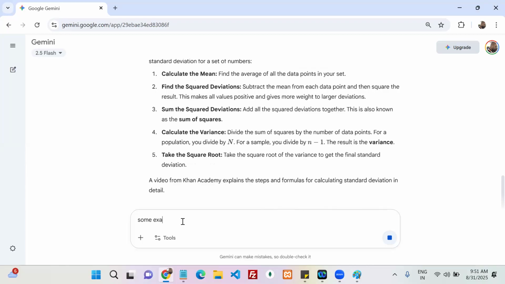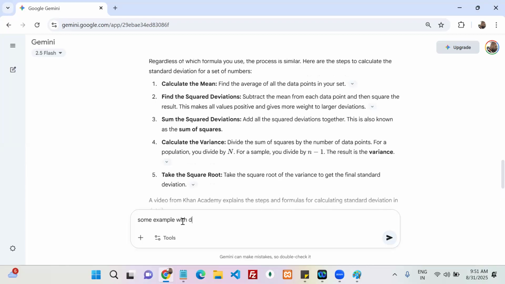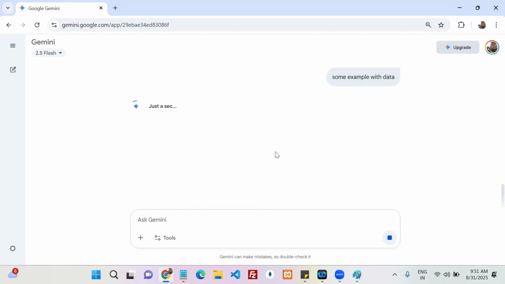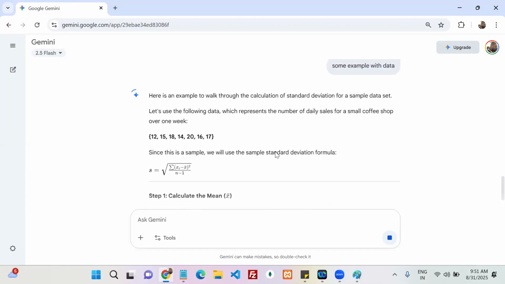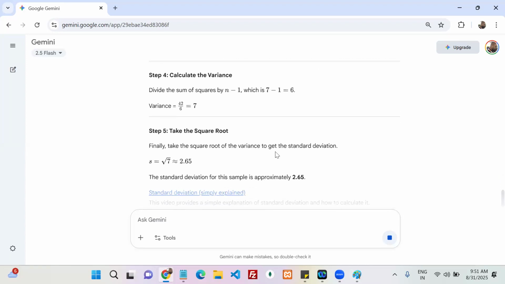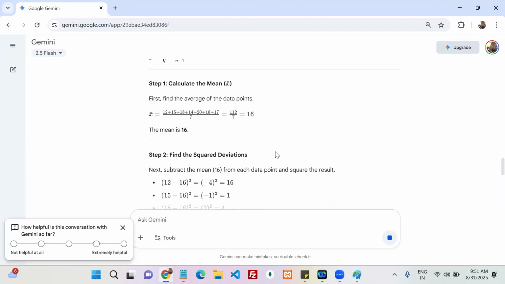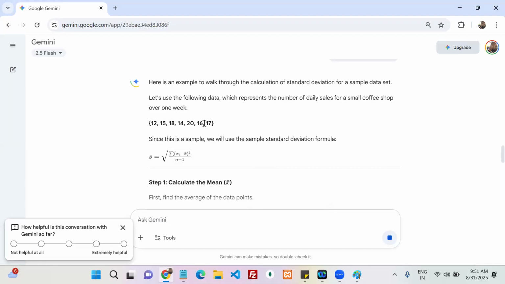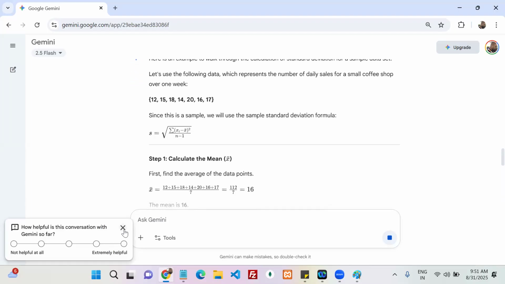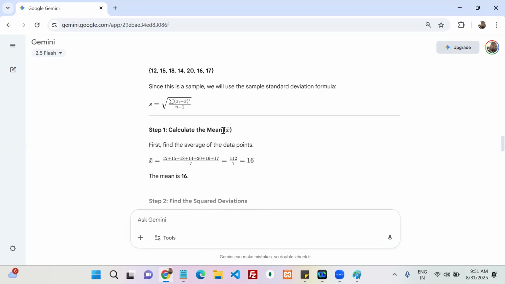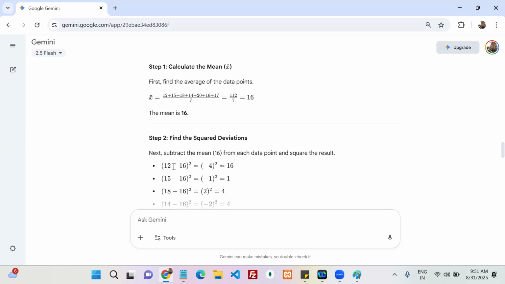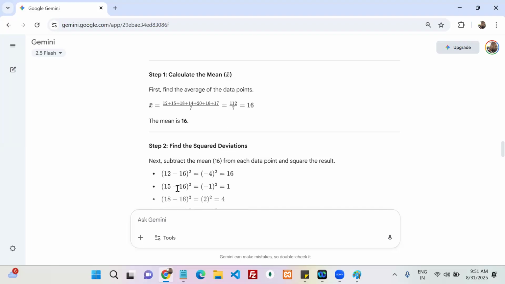I can give an example. Your data set is something like this. First of all, you have to calculate the mean. X bar is nothing but your mean, the average. Now the first value minus the average, the second value minus the average, and so on.